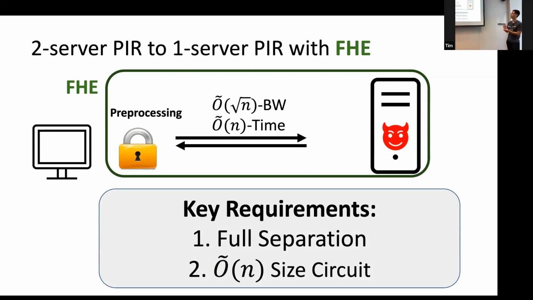There are actually 2 key requirements for this transformation. First thing is that the scheme is fully separated. So basically the preprocessing phase and the online phase are fully separated. And the second key requirement, this is very important, is that we need to be able to represent the preprocessing algorithm in a quasi-linear size circuit.